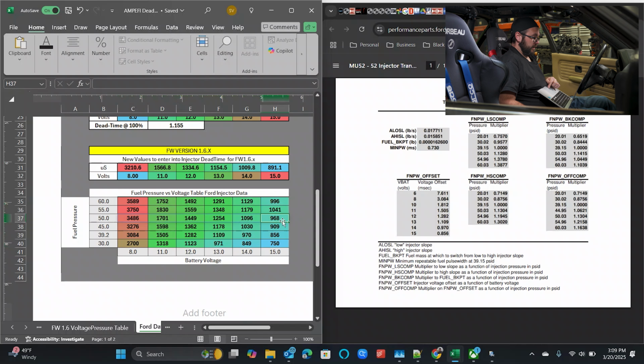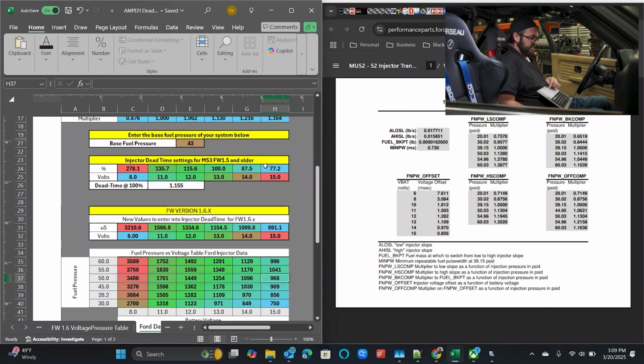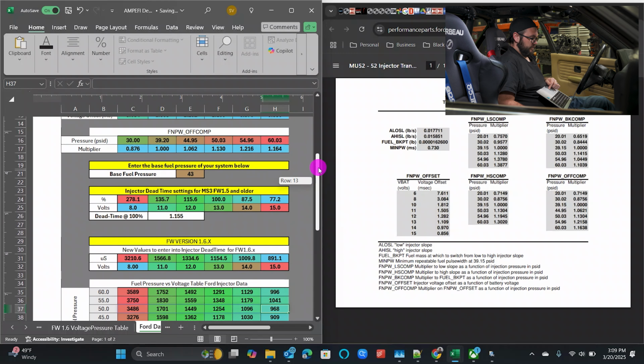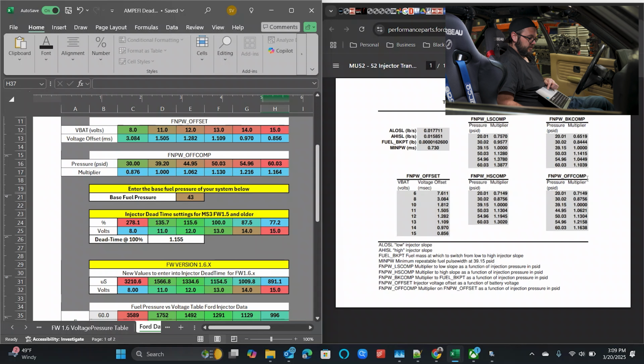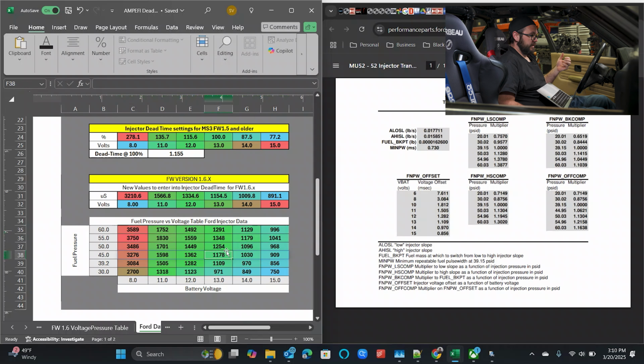Now, something interesting to note, and a lot of injectors actually do this, especially the Ford injectors. Notice how after 55 psi, the offset compensation slope for this particular injector actually drops off. So we increased to 1.21, and then we dropped down to 1.16. That's why in our fuel pressure voltage offset table here, you'll notice the numbers climb, and then they get lower. This is important because if you're just using a curve and you're not compensating, it could be an issue.